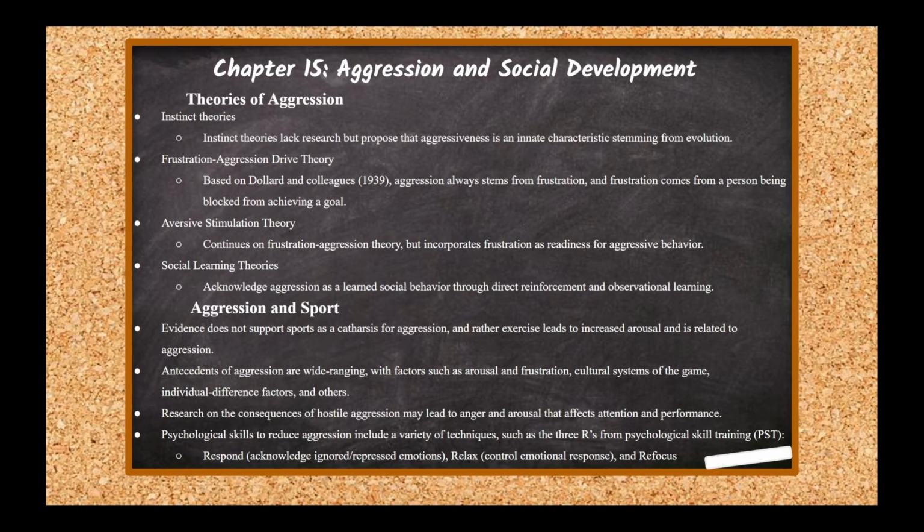Based on Dollard and colleagues' 1939 study, aggression always stems from frustration, and frustration comes from built up, pent up frustration from being blocked from achieving a goal. Aversive stimulation theory continues on frustration-aggression theory, but incorporates frustration as readiness for aggressive behavior. Social learning theory acknowledges aggression as a learned social behavior through direct reinforcement and observational learning.